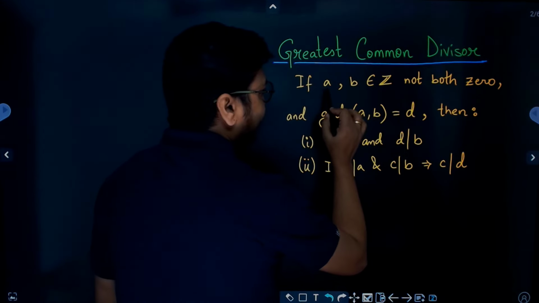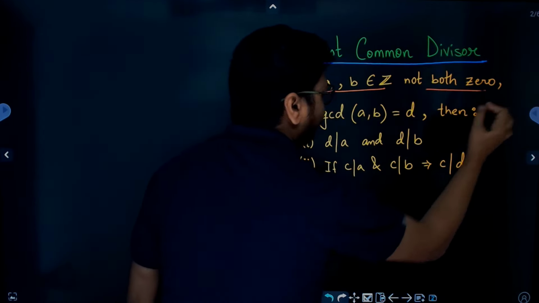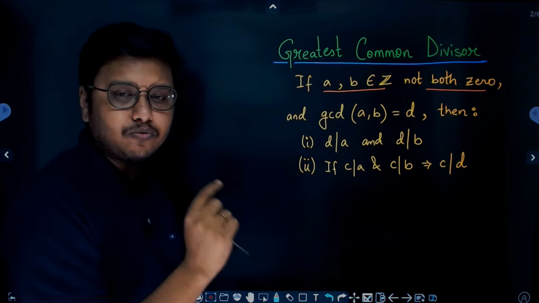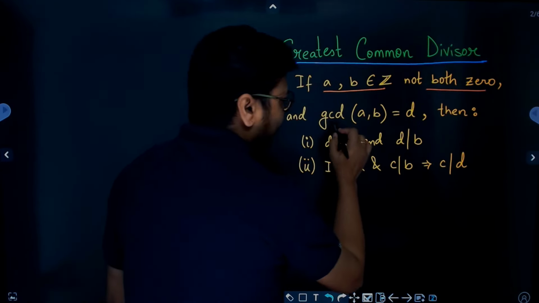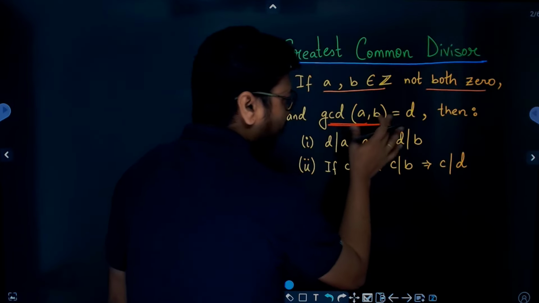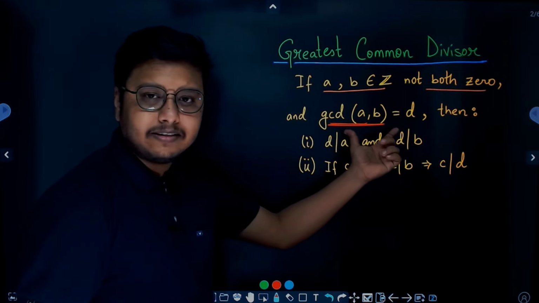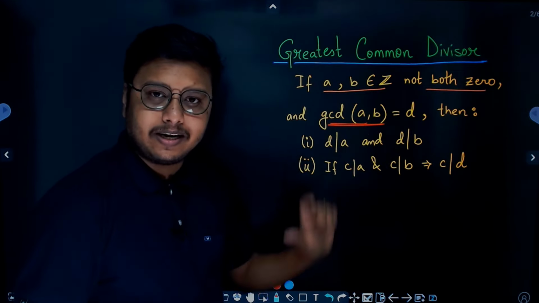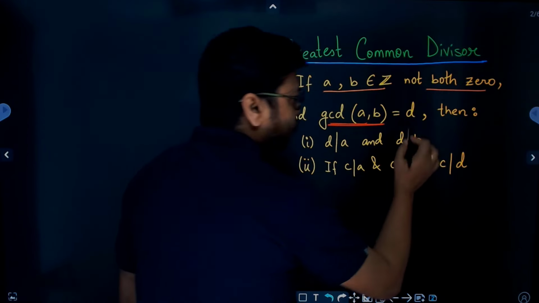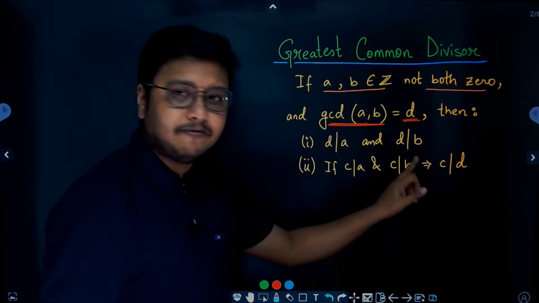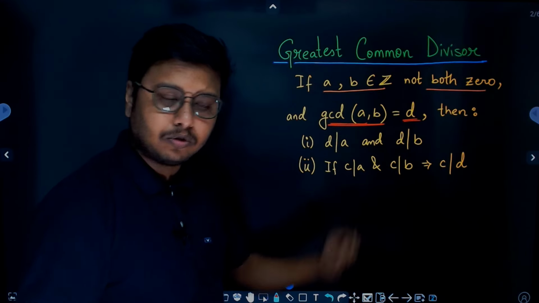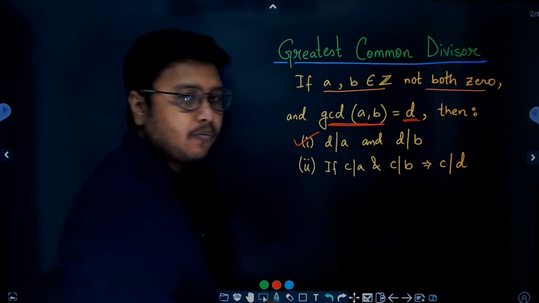Given that a and b are two integers and both of them can't be zero, at least one of them has to be non-zero, then if I say that the greatest common divisor of a and b, represented in this manner, GCD(a, b), is d, then d must divide a and b, both of them. So that's number one requirement.